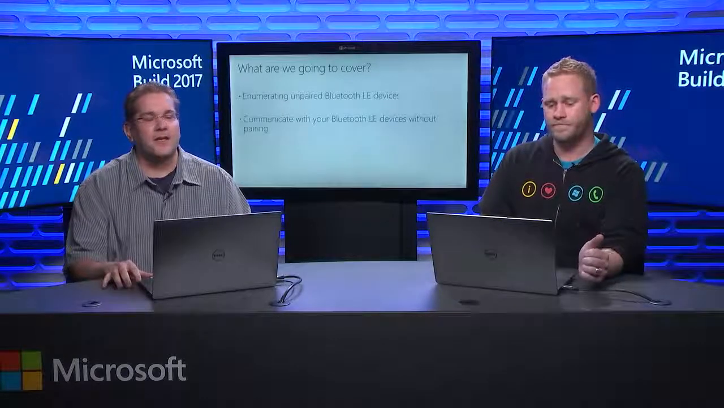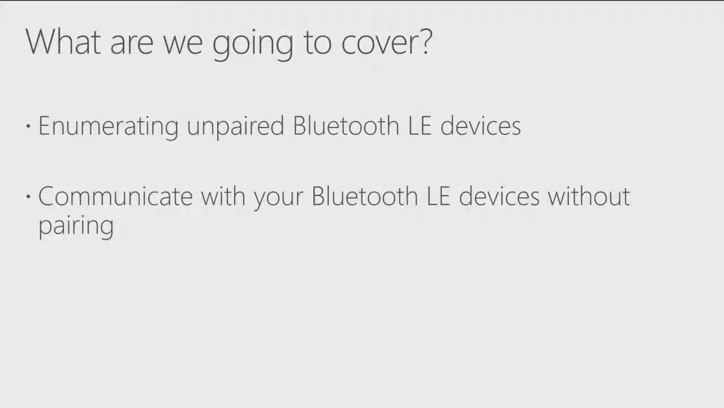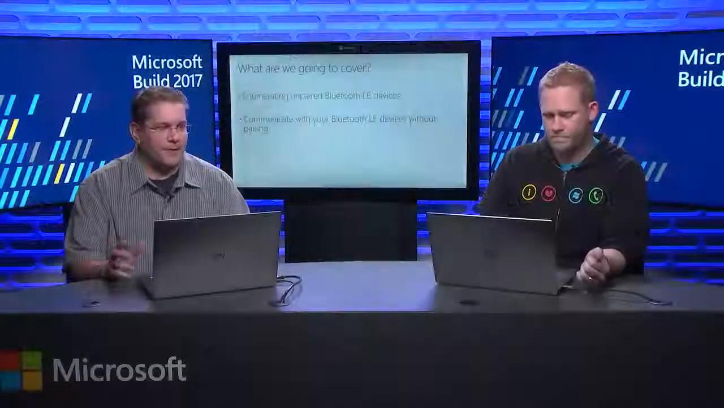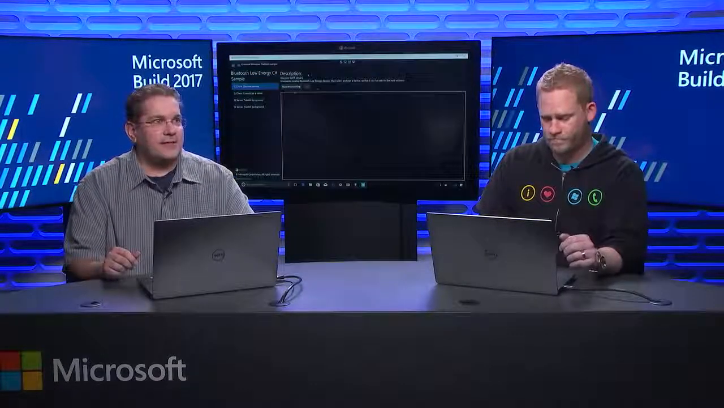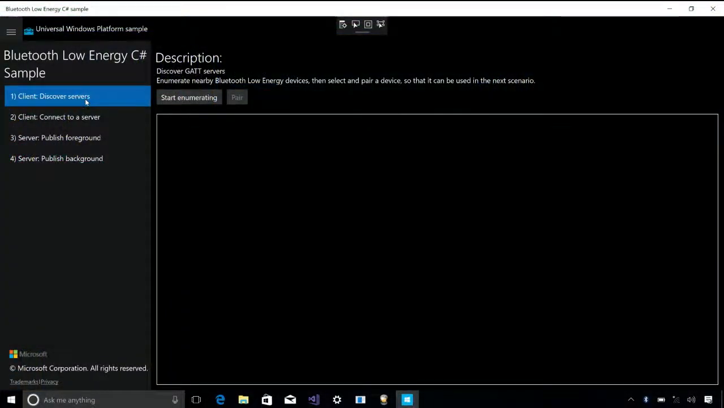Thanks, Stefan. So as he mentioned, we're going to show you how to connect to an unpaired peripheral. But the first thing we need to do is enumerate them, and then the next thing we need to do is connect to them. So I have a sample application. If we can switch to my laptop, I will show you. The sample application is up right now, and here we have the ability to enumerate, and below we have the ability to connect to a server. But before we can connect to a server, we'll need Stefan to publish one. Stefan, do you want to publish a server?